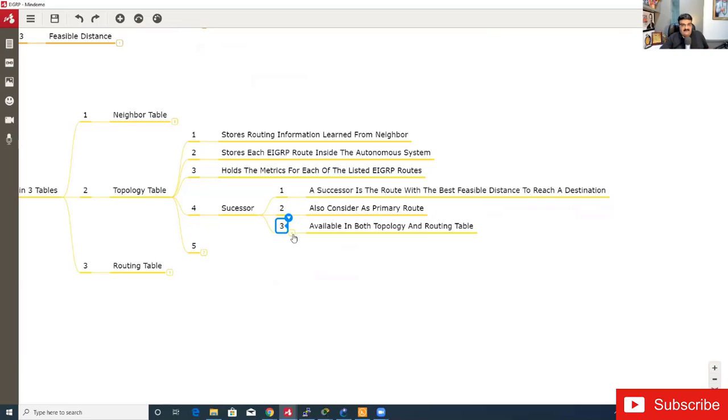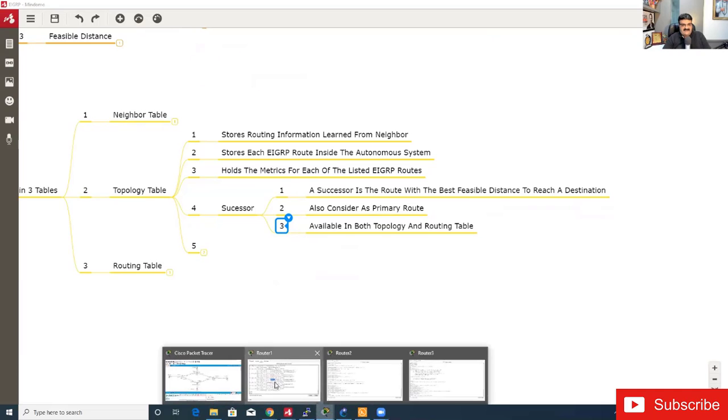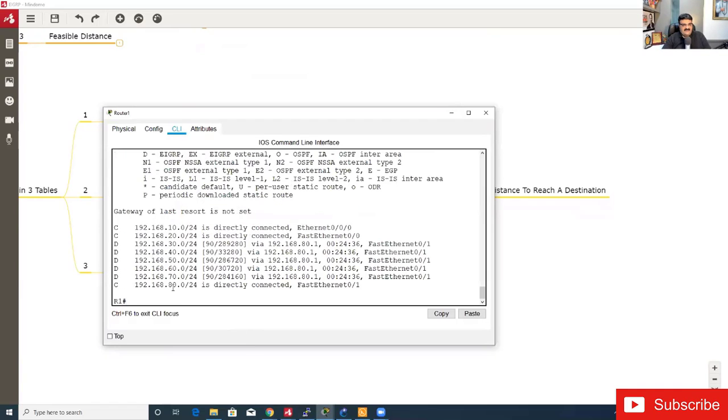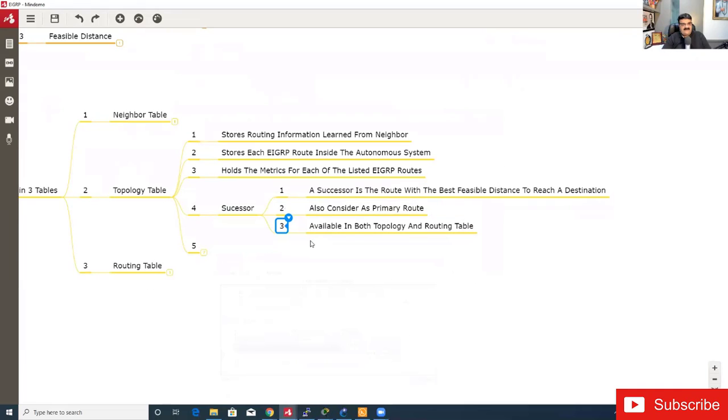Okay, it is available in both the routing table and the topology table. So if you want to find it out, go to the routing table, and to verify the routing table, the command is show ip route. So here if you verify this, for 50, I'm seeing 80.1. So this same route is also available in the topology table. So it is available at both locations, right?